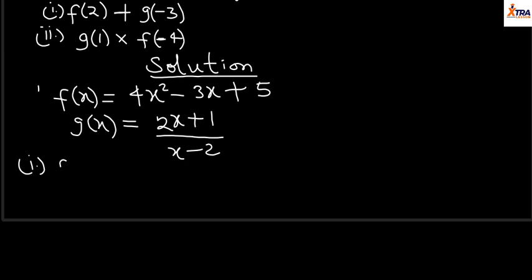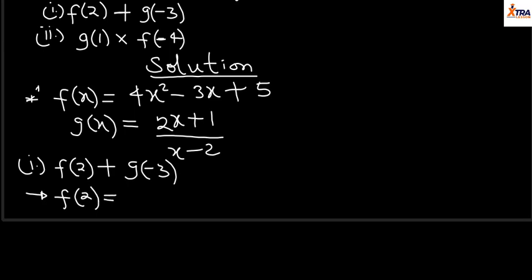we are asked to find f of 2 plus g of minus 3. So the first thing we do is to get our f of 2. First things first, for f of 2, we use the f of x function. Using the f of x function, we represent our x with 2. So this is a simple substitution of our x for 2.